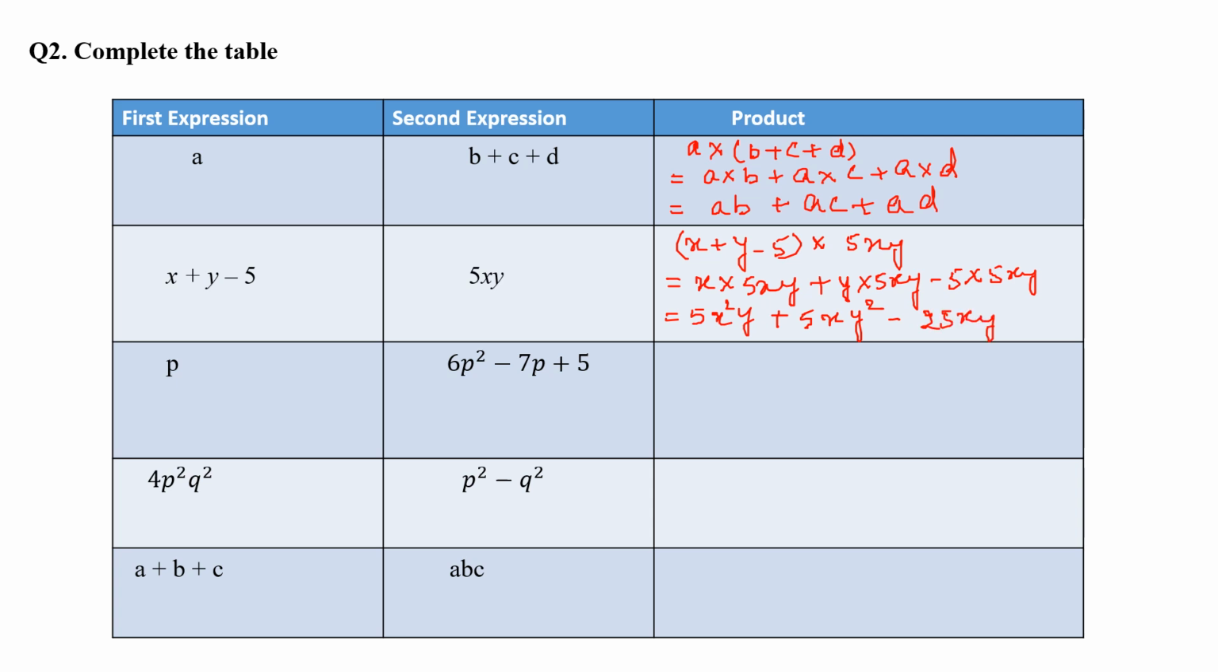Now moving to the third question. Here you have to multiply p with 6p square minus 7p plus 5. So it will be p into 6p square minus p into 7p plus p into 5. So the answer will be 6p cube minus 7p square plus 5p. Okay. So you have to proceed like this.